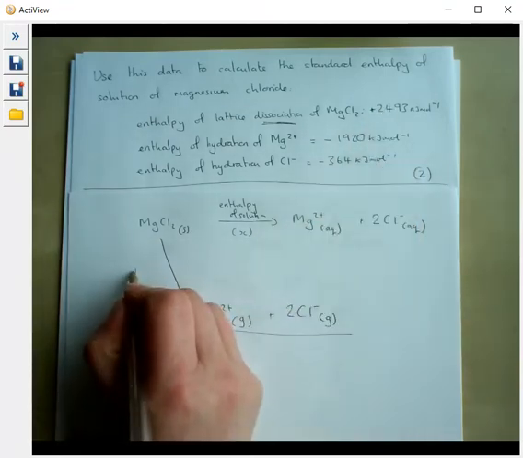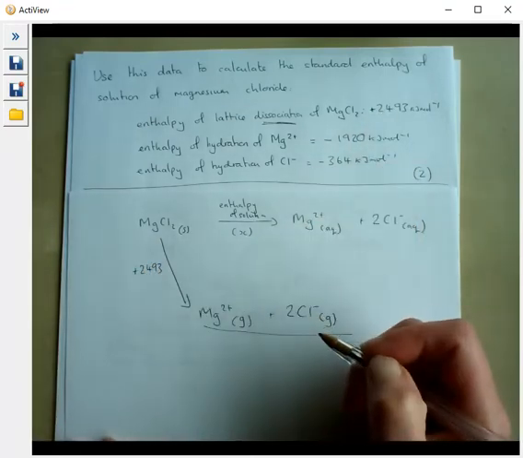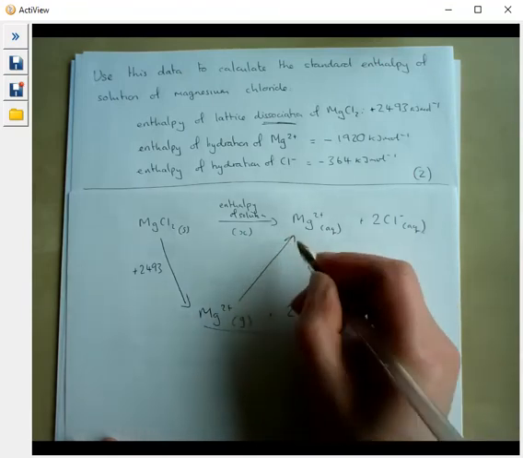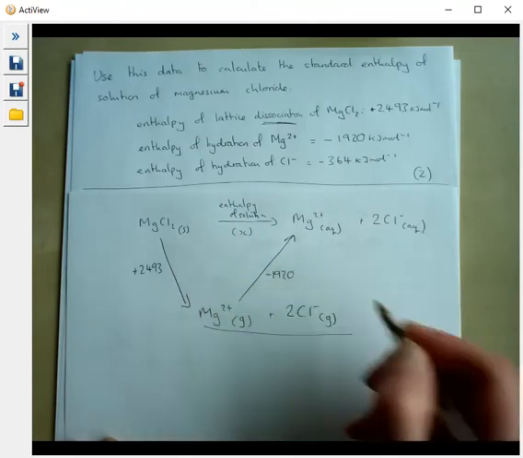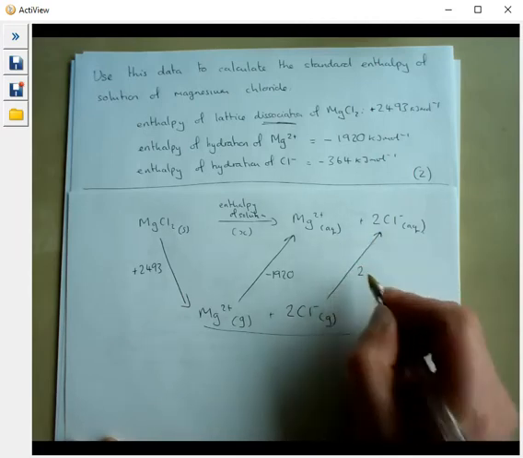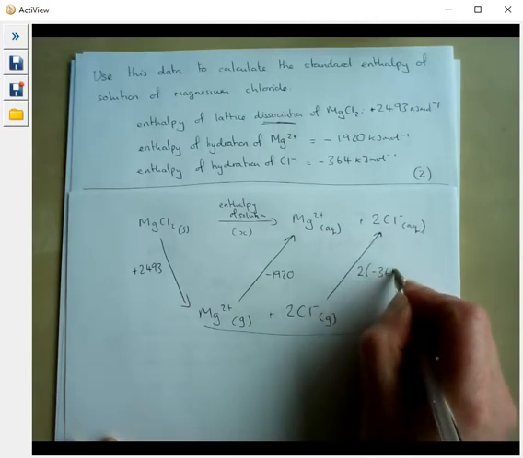So that's plus 2493. And then I need to write the enthalpy of hydrations on, and that's separate for each ion. So the magnesium 2+ hydration enthalpy is minus 1920. And the chloride, there's 2 of those, so I need to times that figure by 2. So that's 2 times minus 364.